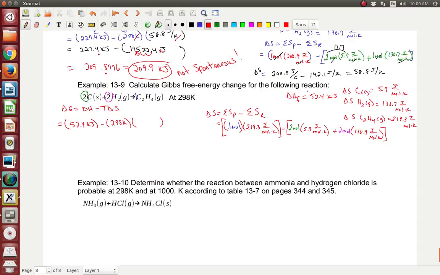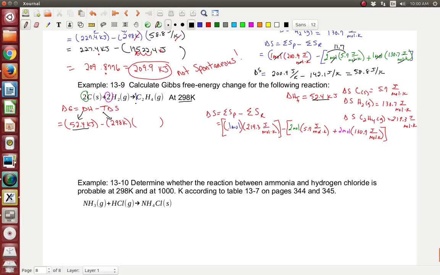Okay, I went ahead and got some values for you, and so we look at it. Here's the delta H of formation. It goes right here. There's the same formula: delta G equals delta H minus T delta S. The temperature is still 298 because it's right there. Delta S we have to calculate. It's the sum of the products minus the sum of the reactants.